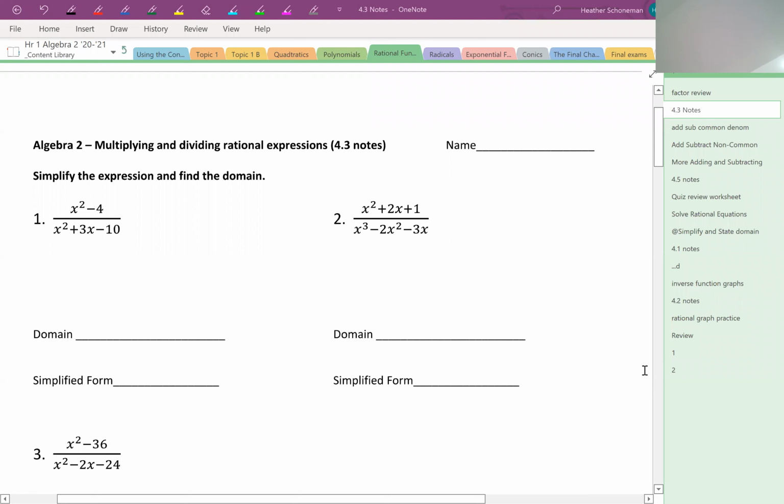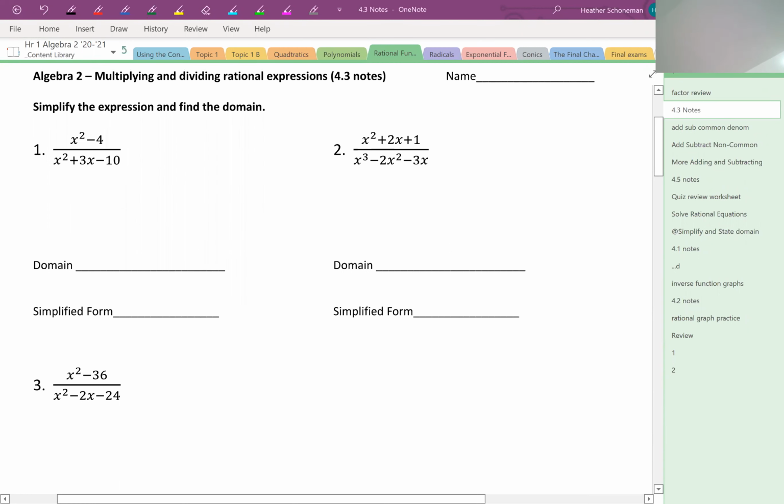Right. This lesson is about simplifying, multiplying, and dividing rational functions, which sounds like a lot, but once you understand the concept for simplifying, you're just doing the exact same thing for all the other ones. So it's no big deal. Okay. On this first section, they want us to not only simplify, but also find the domain.